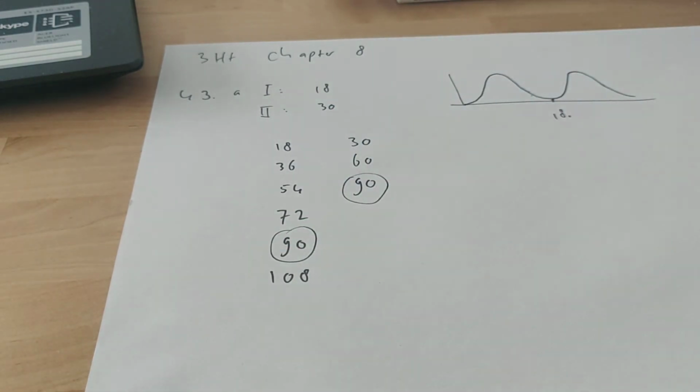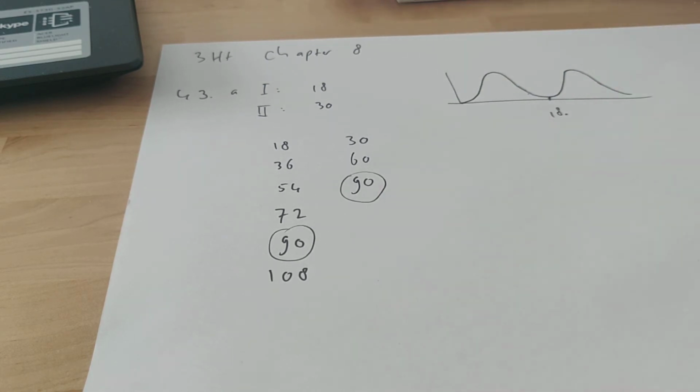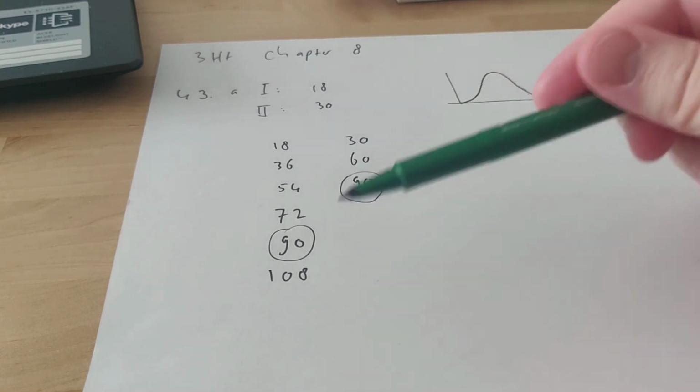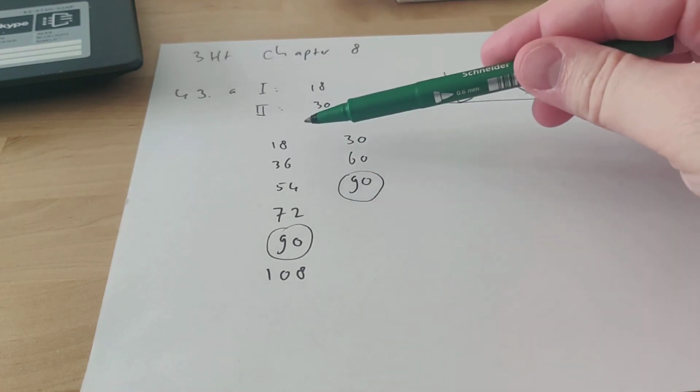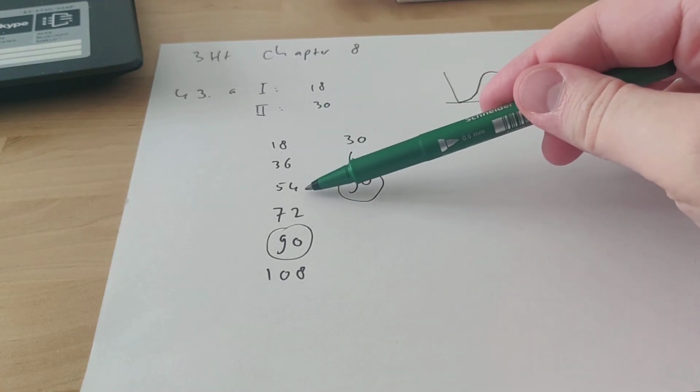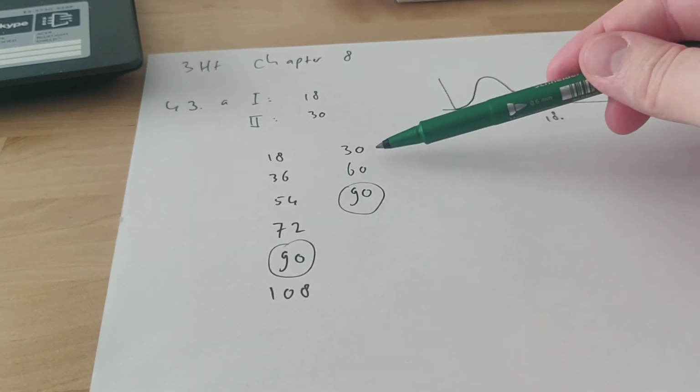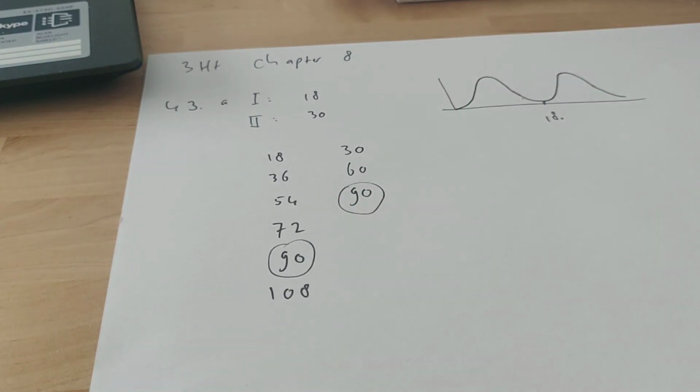So the question for our exercise A, let me repeat the question. It says, for the following situations, calculate after how many seconds they reach the lowest point at the same time. So in this case that would be after 90 seconds. This is the easy method.